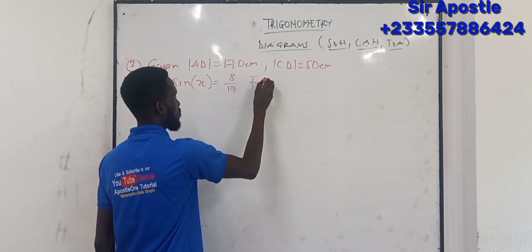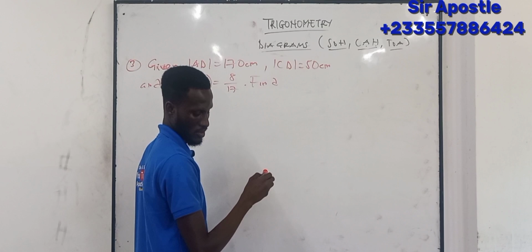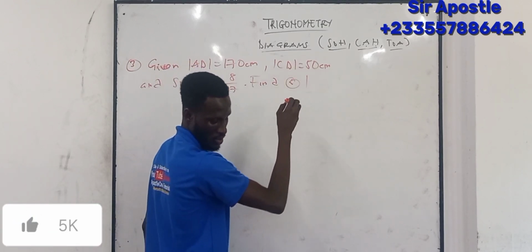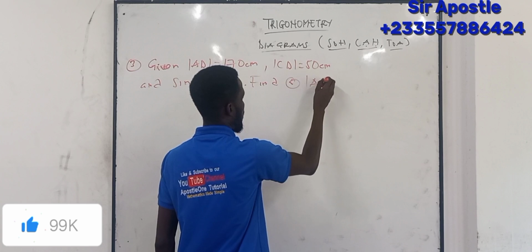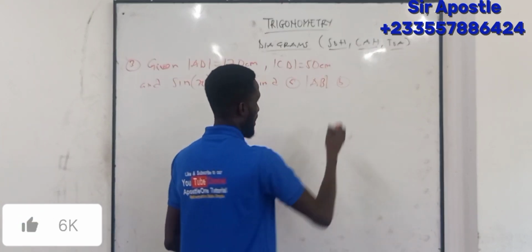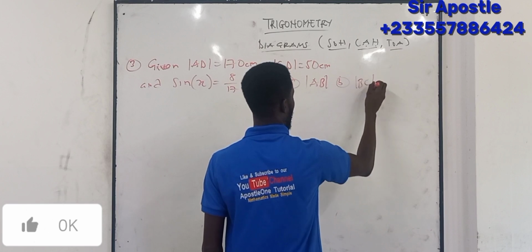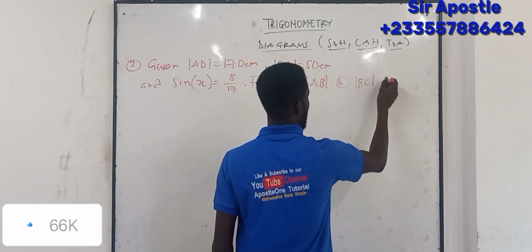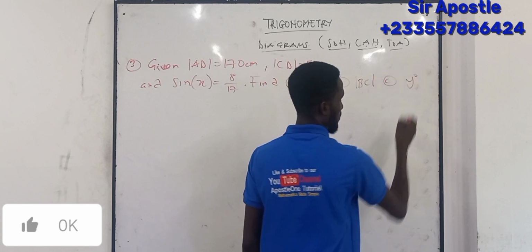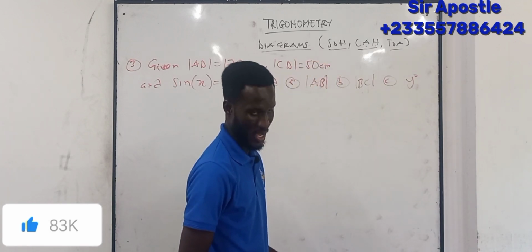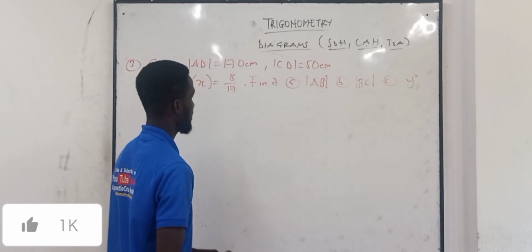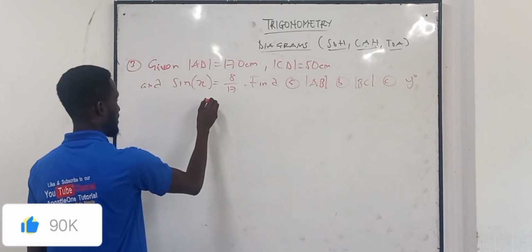And the question here, we should find A. We have to find the length of AB. B. We have to find the length of BC. And then C. We have to find the angle Y degrees. So this is the diagram. We have the diagram like this.